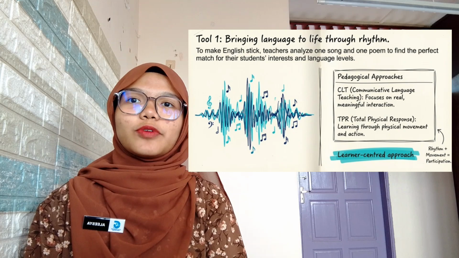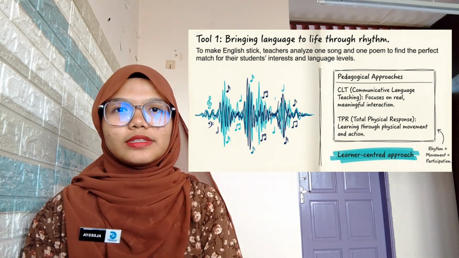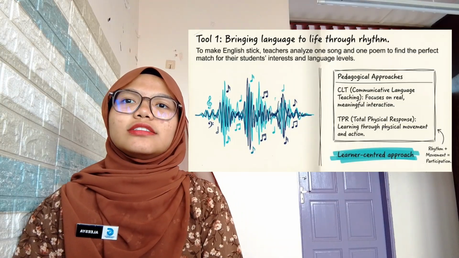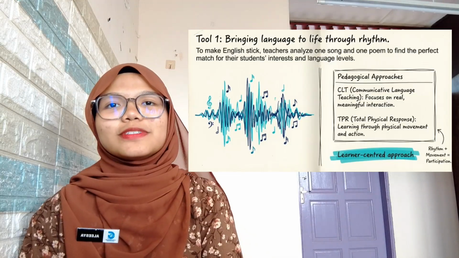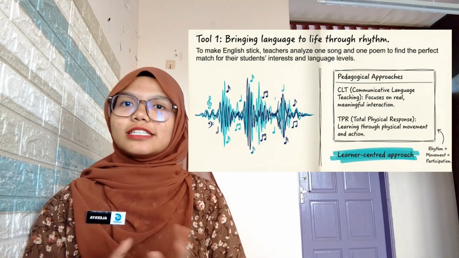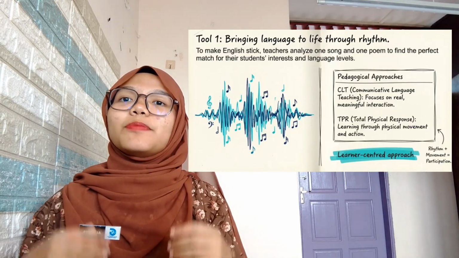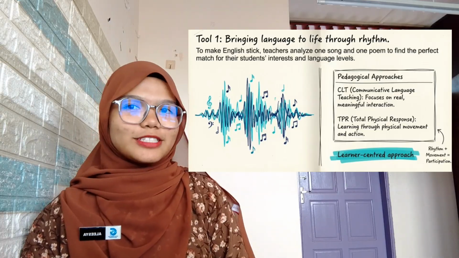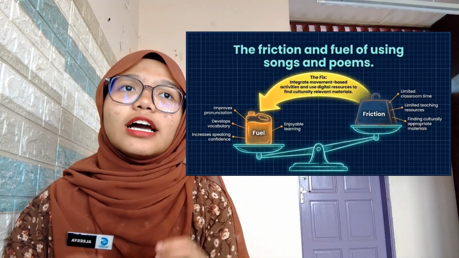The first task comes from the course Songs and Poems in Primary ESL Classroom. In this task, students are required to analyze one song and one poem that are suitable for young ESL learners. They must identify several characteristics of the text and explain why these materials are appropriate for teaching English in the primary classroom.